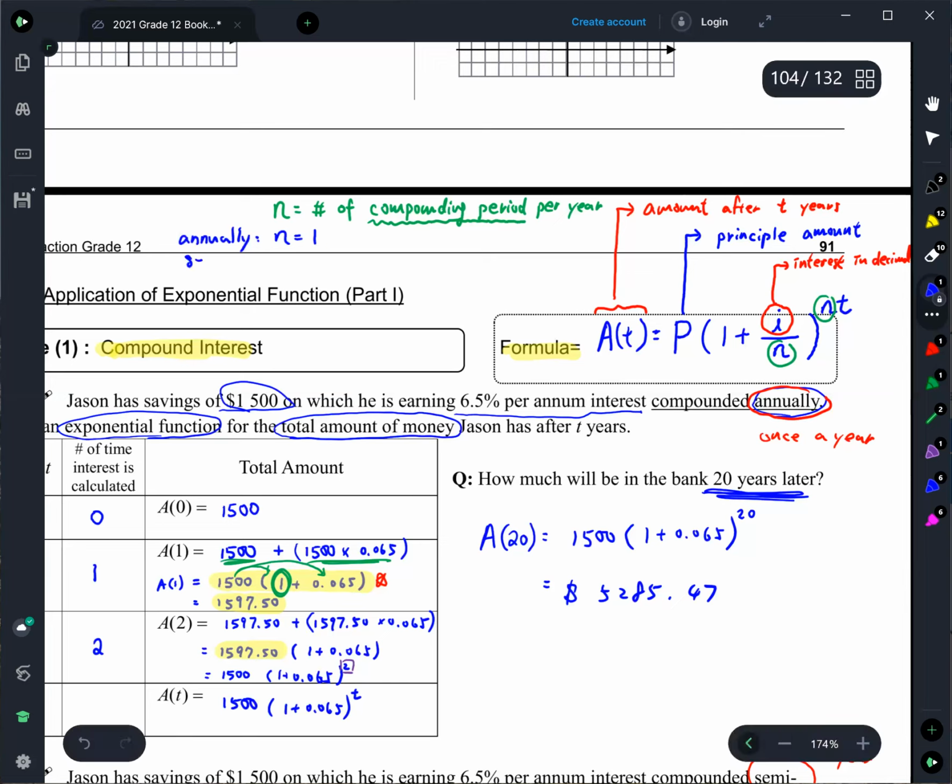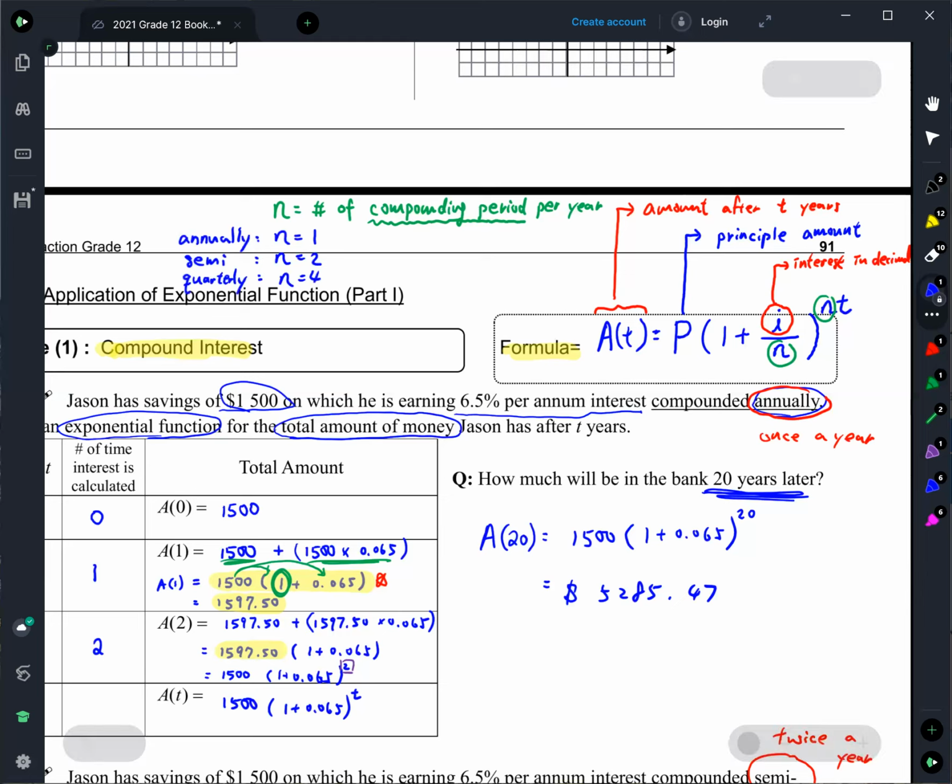If you have semi-annually, then your compounding period is 6 months. So that means you get money twice a year, right? 2 times a year. So N will be 2. Okay, so that's the example we did, right? So there are other scenarios. If it's quarterly, quarterly means every 3 months. So every season. So N will be 4.